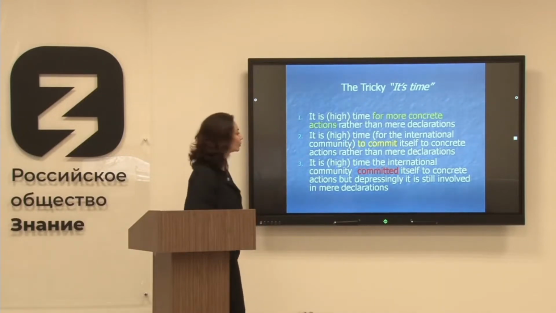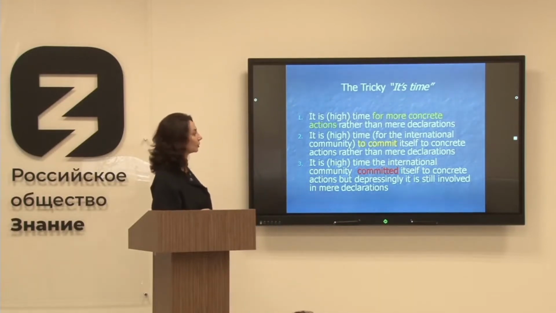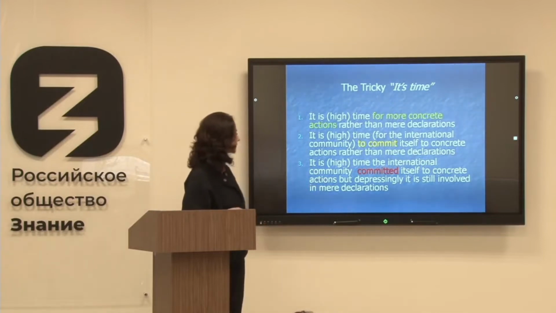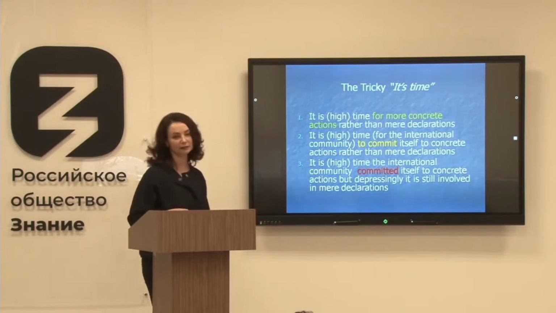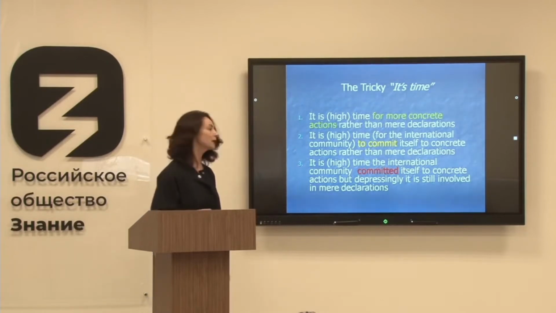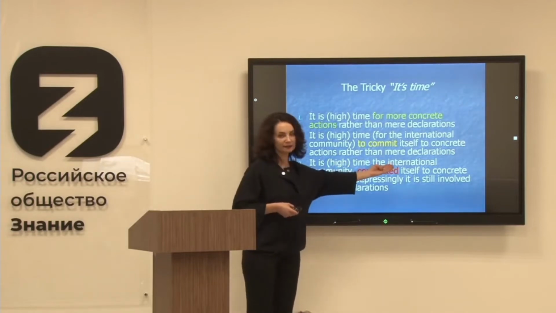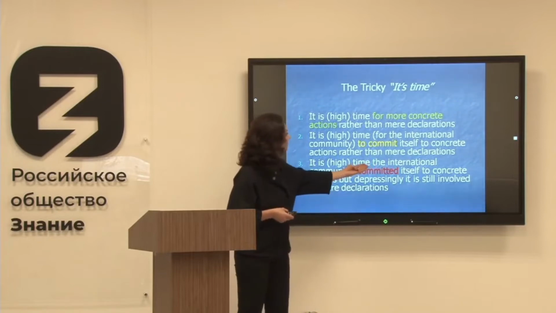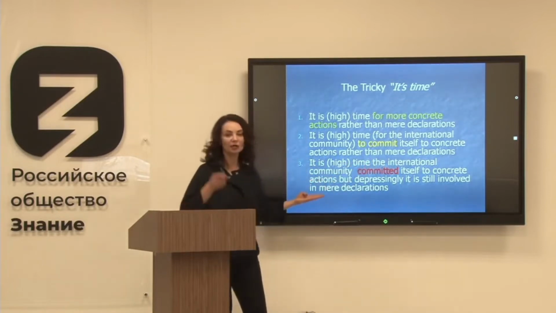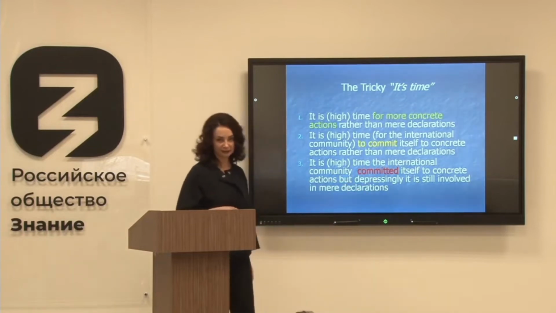But I want to draw your attention to sentence number 3. It's high time, or it's time, the international community committed itself to concrete actions, but presently it is still involved in mere declarations. What happens here? If after the phrase it's time we have another subject, and here the subject is expressed by the phrase the international community, be sure to use subjunctive 2 afterwards. Is that clear?